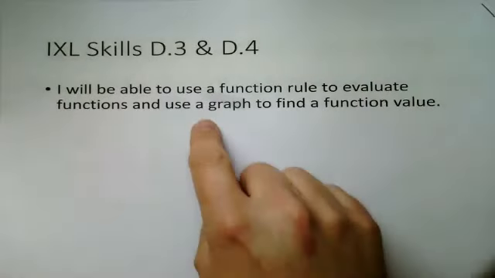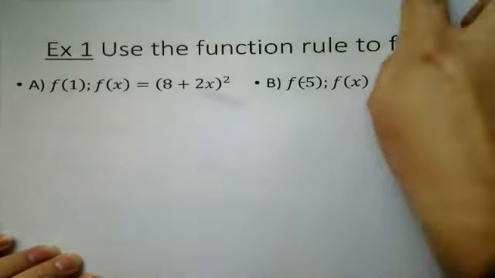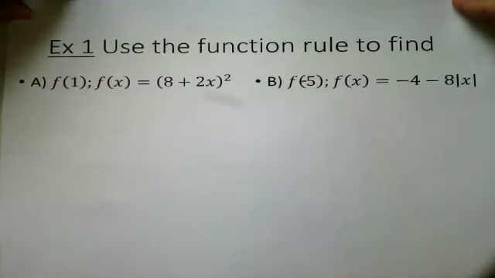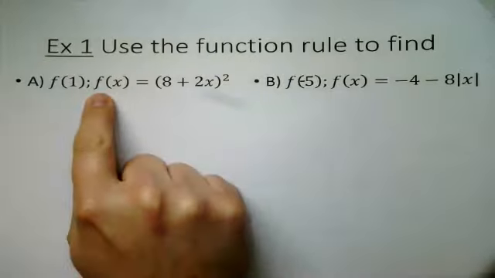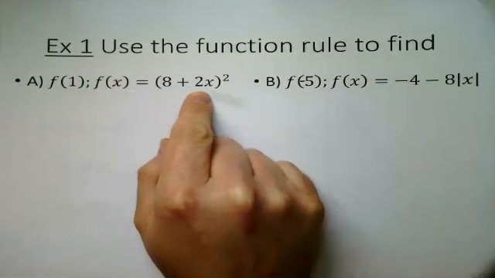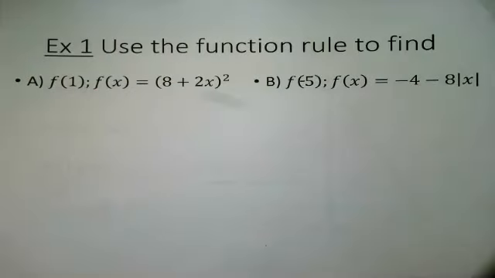So function rules. We're going to start with function rules, and then we're going to go to how graphs give us function value outputs. So example 1. Use the function rule to find f of 1. Given our function here is f of x equals the quantity 8 plus 2x, quantity squared. Again, you can stop this video, pause if you need to, rewind. Take your time.